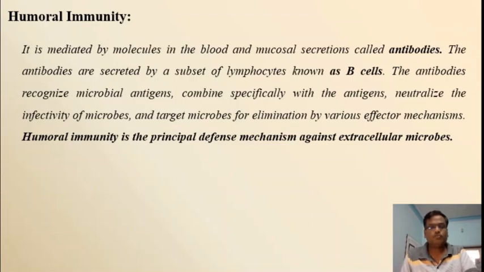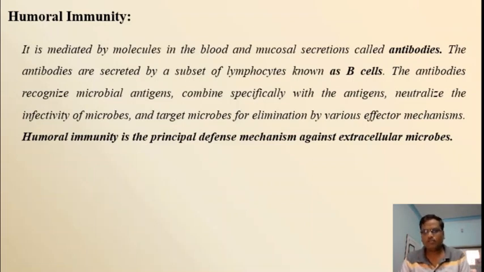Okay, let us move on to humoral immunity. Now remember, there are two types of immune responses. One is called humoral immunity, another is called cell-mediated immunity. Now what is the basic difference? Humoral immunity involves the production of antibodies, whereas cell-mediated immunity involves the cells directly going and attacking the pathogens. So let us see how humoral immunity works.